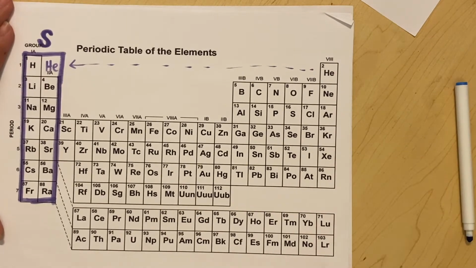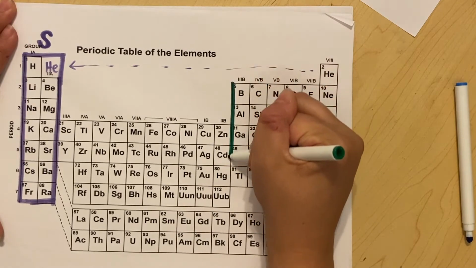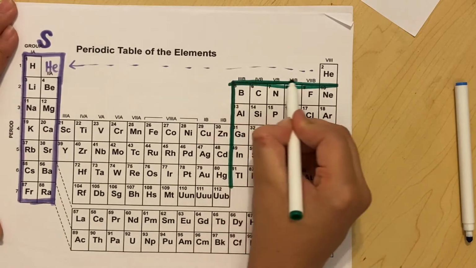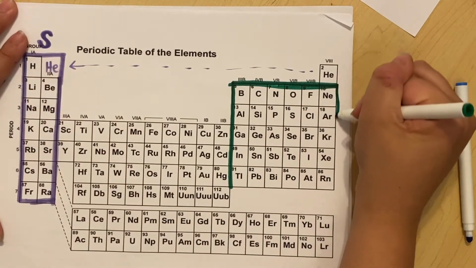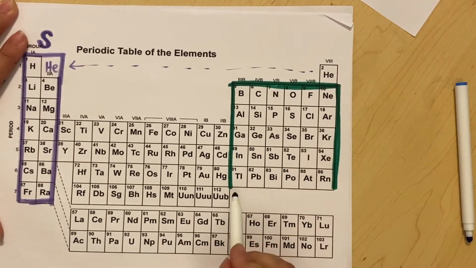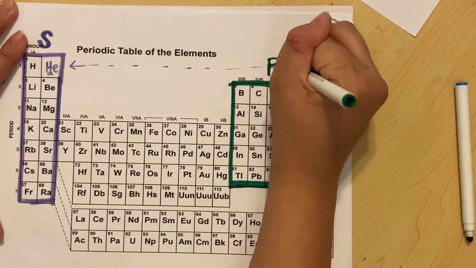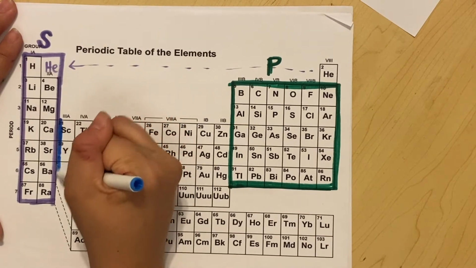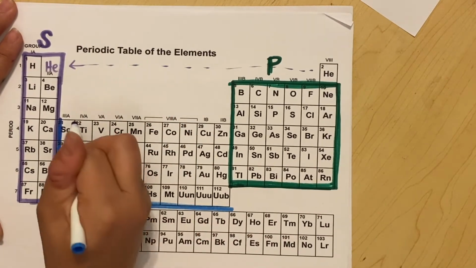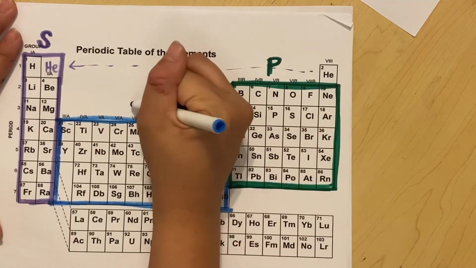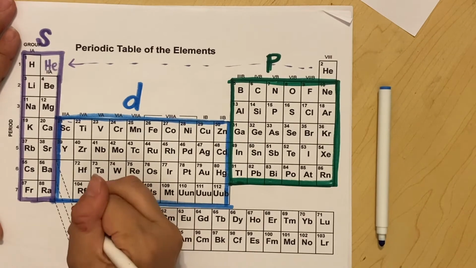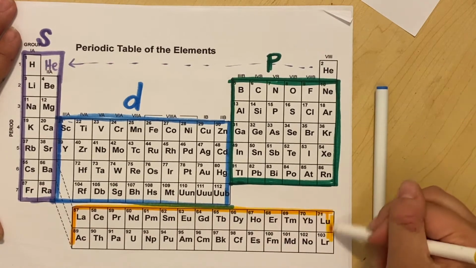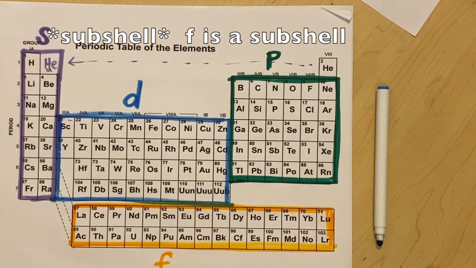Next is going to be over here, where the edge of boron is, right where that stair step is. Don't include helium in this, because helium is over in S. This section comes next, and these are going to be your P orbitals. Then I have this beautiful section of my transition metals, which is going to be my D. And then way down at the bottom, my inner transition metals, my lanthanides and actinides, these are my F orbitals.